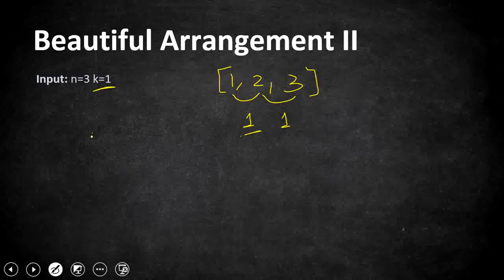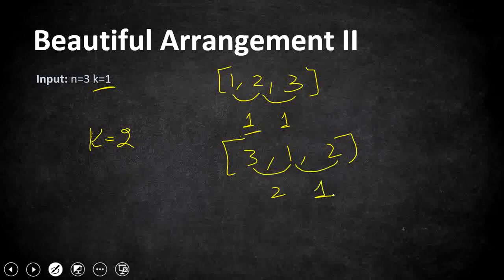Suppose k is equal to 2, then let us arrange the numbers in such a way: 3, 1 and 2. Here the difference between 3 and 1 is 2, and between 1 and 2 is 1. So the overall differences between the integers arranged are 2 and 1, and that is k is equal to 2.